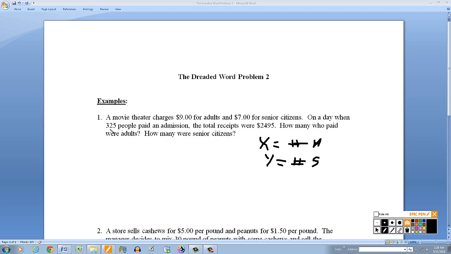Since 325 people paid, we know that x plus y should equal 325.